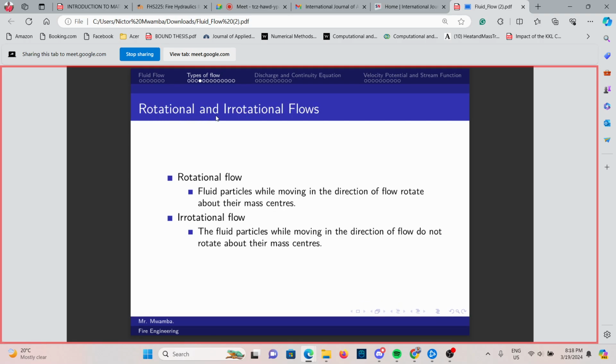Then we have rotational and irrotational flows. In a rotational flow, the fluid particles, while moving in a particular direction, rotate about the center of mass, or the mass center. But in an irrotational flow, the fluid does not rotate in any direction.